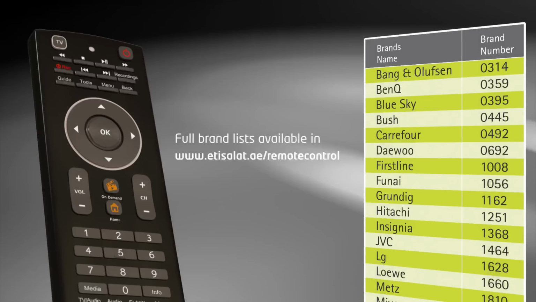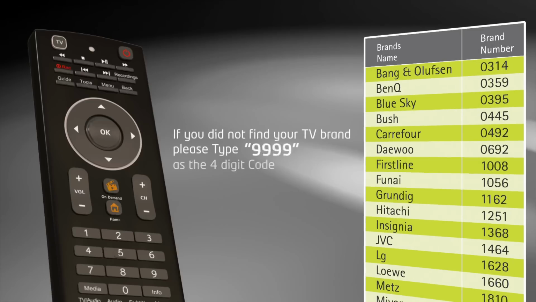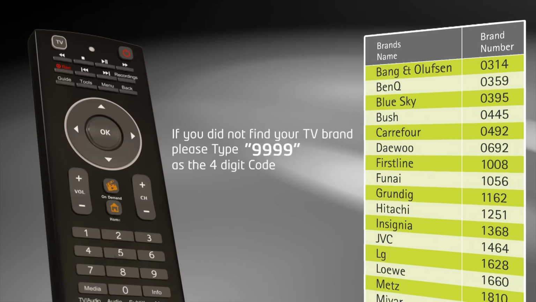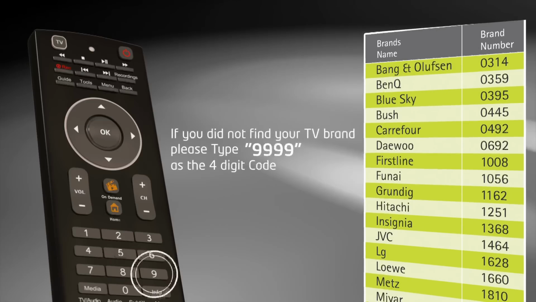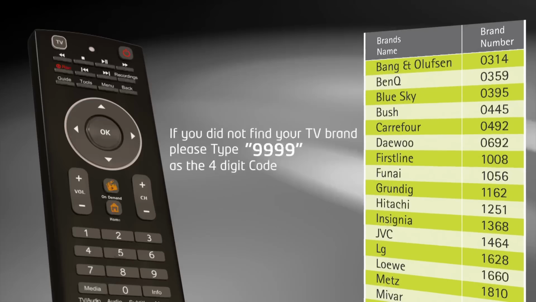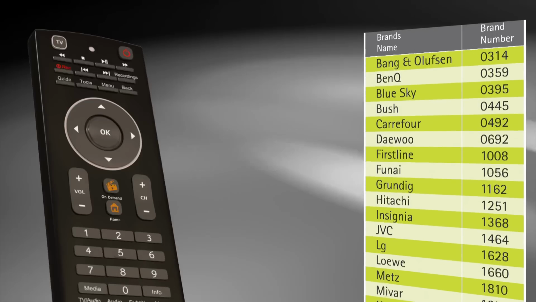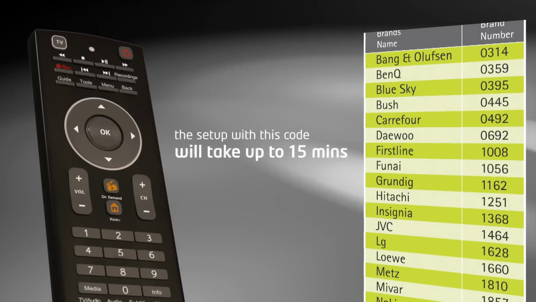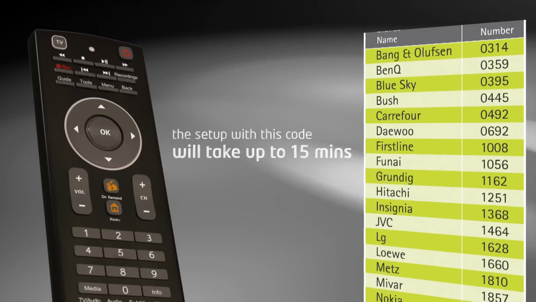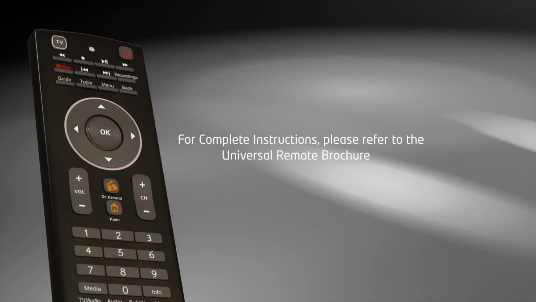If you did not find your TV brand in the provided brochure, then please visit our website to get a complete list of TV brands. If you did not find your TV brand in that complete list, then please enter 9999 as the 4-digit code. However, the setup with this code may take a long time, up to 15 minutes. For complete instructions, please refer to the Universal Remote Control brochure.